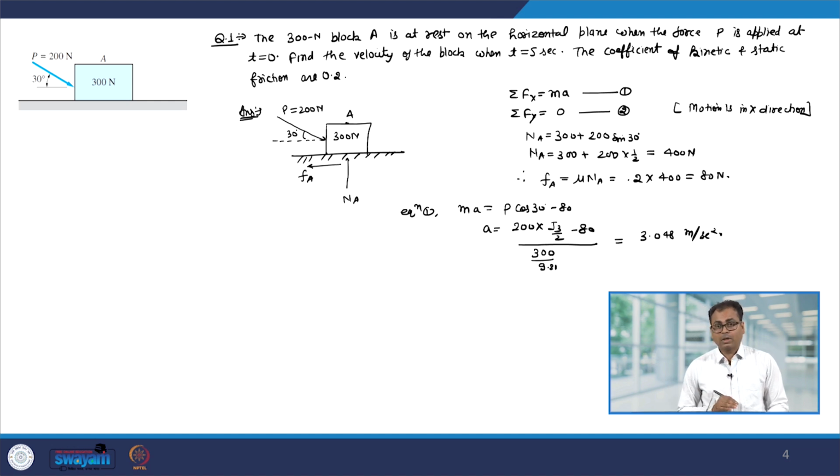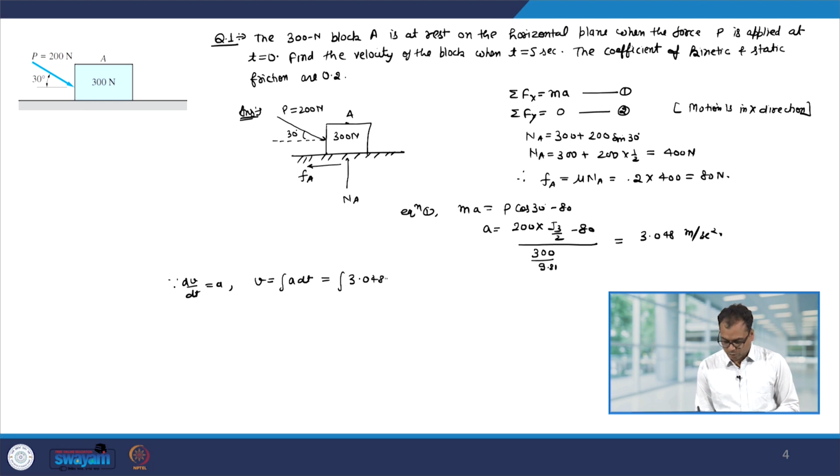Now, we have to find out the velocity of the block. So, velocity we can find out: v is equal to integral a dt. So, we integrate the acceleration with respect to time because dv by dt gives you a. So, since dv by dt is equal to a, therefore v is integral a dt, and a we already know, 3.048 into dt, and this gives you 3.048 t plus c1. Let me call this equation number 3 because I have to find out what c1 is.